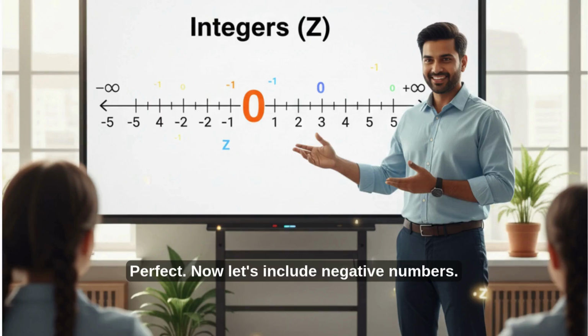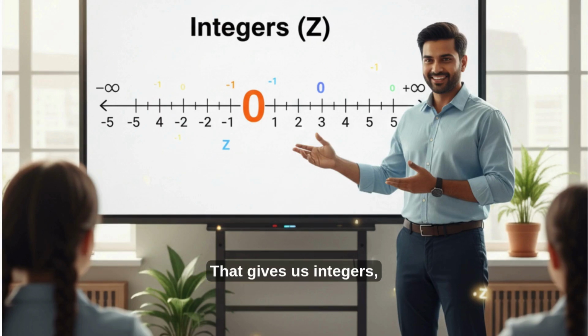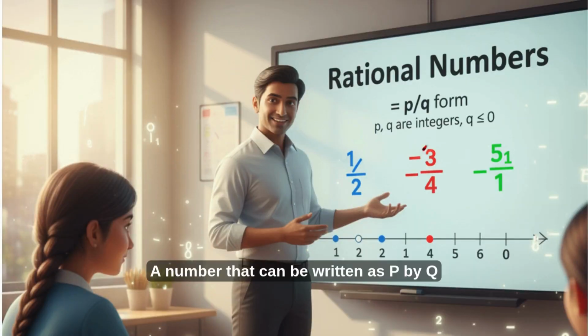Perfect. Now let's include negative numbers. That gives us integers, denoted as capital Z. So integers go like -3, -2, -1, 0, 1, 2, 3 and so on. Exactly, integers cover both sides of 0, from -infinity to +infinity.